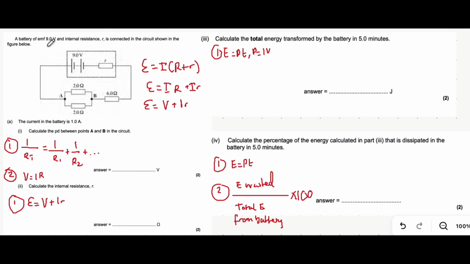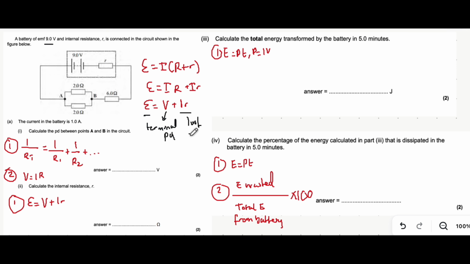So first of all, it's giving you an EMF of 9 volts. The EMF is the total voltage that's supplied by the battery to all the components in the circuit. So that's this component plus the combination of these two components. Now the EMF, we can say it's the terminal PD, plus what we call the lost volts.